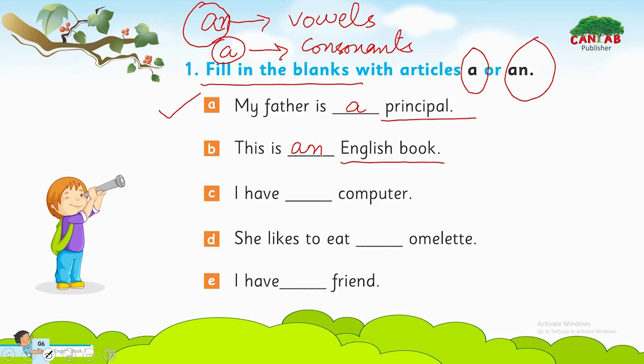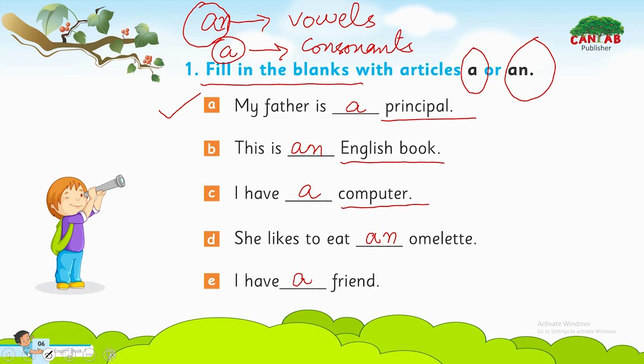The next one is, I have dash computer. Computer doesn't sound like a vowel, so here a will come. The next one is, she likes to eat dash omelette. Omelette sounds like a vowel, that is why an is standing here. And the last one is, I have dash friend. Friend is not a vowel sound, so here a will come. I have a friend.